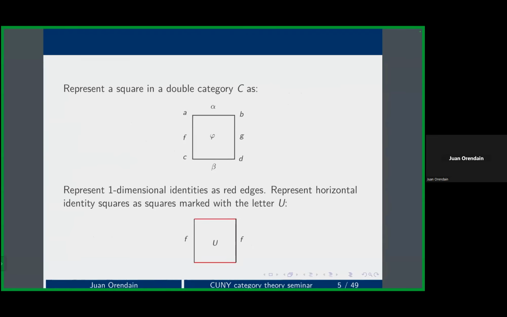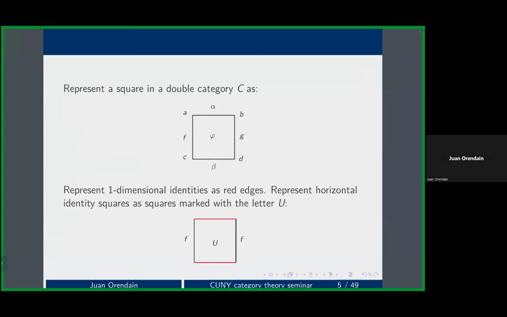So yes, I was saying we want to represent the two cells of a double category as a square. So here, phi is a square. The vertices are A, B, C, and D, so the objects of the square. So this phi would be a square from alpha to beta. We read squares from top to bottom and from left to right. So we would call alpha the domain of phi, beta the codomain of phi, F the left frame of phi, and G the right frame of phi.